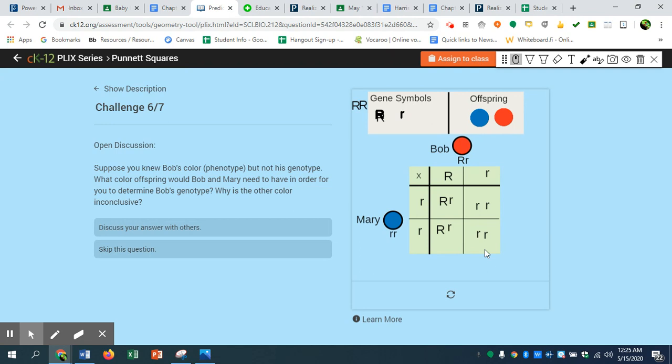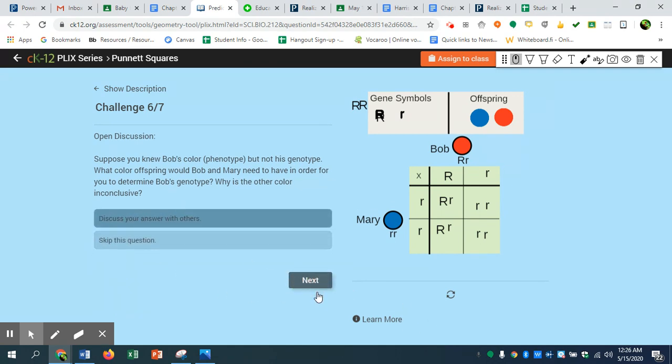But if all the offspring are red, it's possible. They could have a gazillion offspring and it's a 50-50 chance, but they can all be this. So you'll never know unless you do a genetic test. But if these two parents had offspring that were blue, we'll know then that Bob was the carrier. That's the only way that blue trait will ever show up. We'll discuss that next.